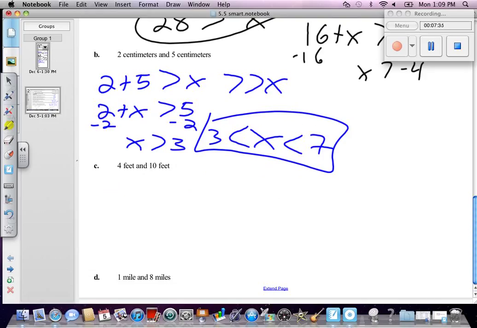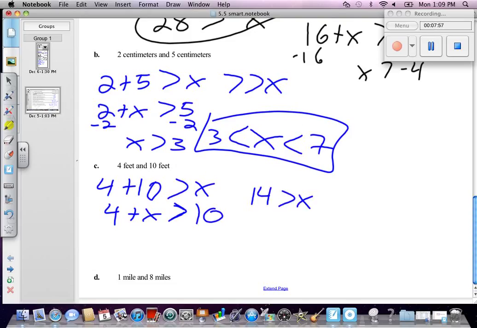All right. So I know that 4 plus 10 has to be bigger than x, right? Yes. What else do I need to know? 10 plus x has to be bigger than 4, but it's already bigger, so we don't really have to do that one, right? Because 10 is already bigger than 4. So we need 4 plus x has to be bigger than 10. Subtract 4 from each side. X has to be greater than 6. So x has to be bigger than 6, but less than 14.